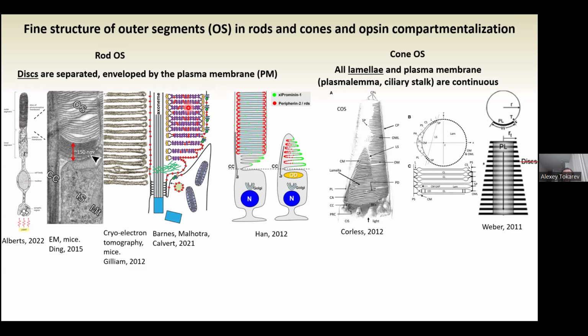In cones, the situation from one hand is similar. Membrane is also packed into a multi-layered structure, but these layers are not separated into disks. So all these layers are connected to each other and with the plasma membrane which embraces these lamellas.